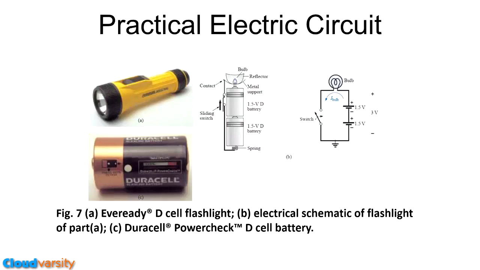Practical electrical circuit, and the circuit that we draw in our copy is something that looks like this. You can see this is a practical electrical circuit of a flashlight with two 1.5 volt DC batteries, and then you can see the bulb. When you draw it in your copy, you draw something like this: a 1.5 volt battery with a bulb connected. When you close the switch, current will flow and eventually the bulb will light.